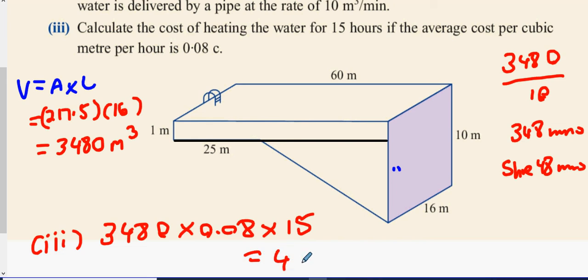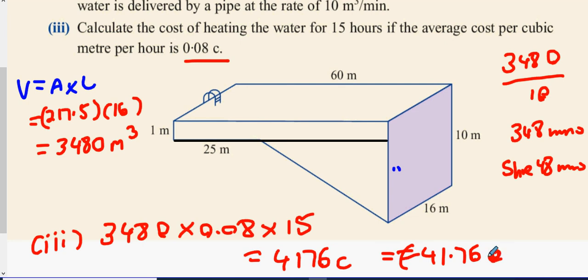4,000? Louder. 4,176 cents. That's in cents, lads. Put it into euro for me. 41 euro and 76 cents. Alright? Because it's already in cents. So the answer was already in cents. It wasn't in euro. Oh, sorry, euro.